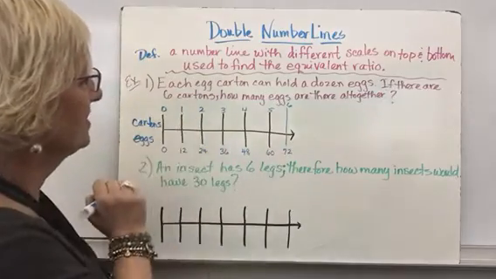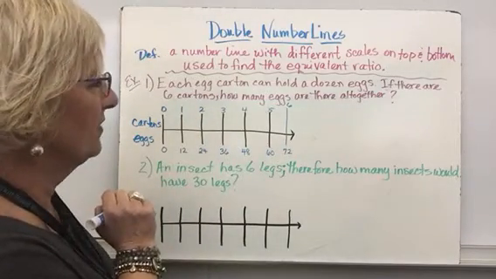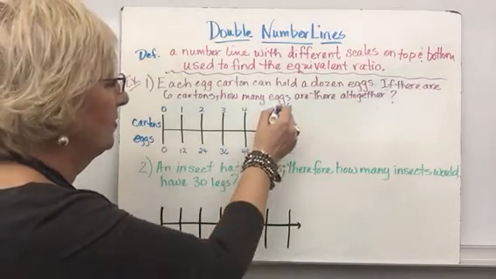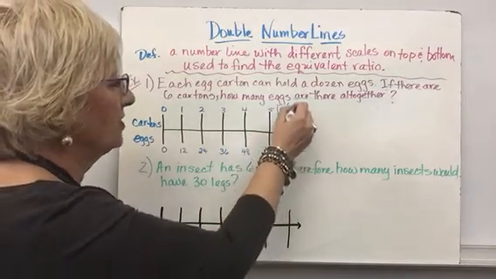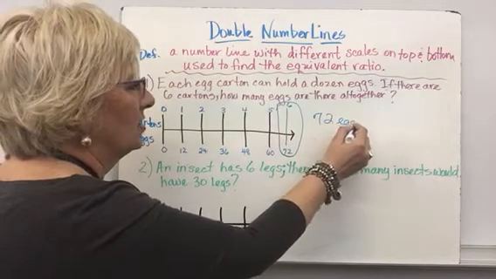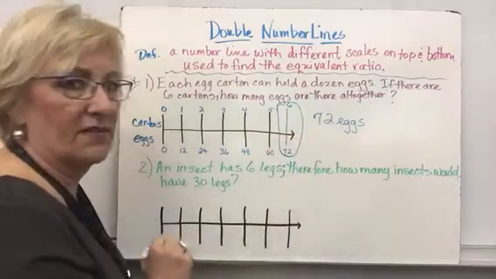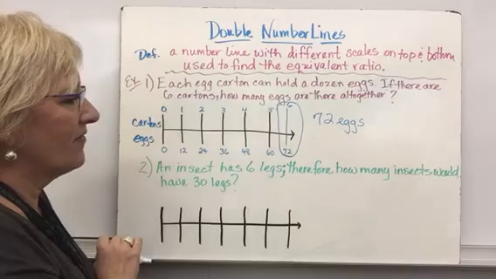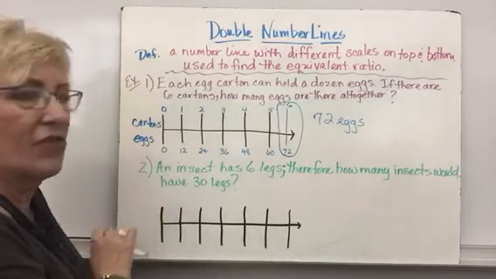So if it says each egg carton can hold a dozen eggs, how many are in 6 cartons? I'm going to look over here, and I know that there are going to be 72 eggs total in 6 cartons of eggs. Let's look at number 2. An insect has 6 legs. Therefore, how many insects would have 30 legs?